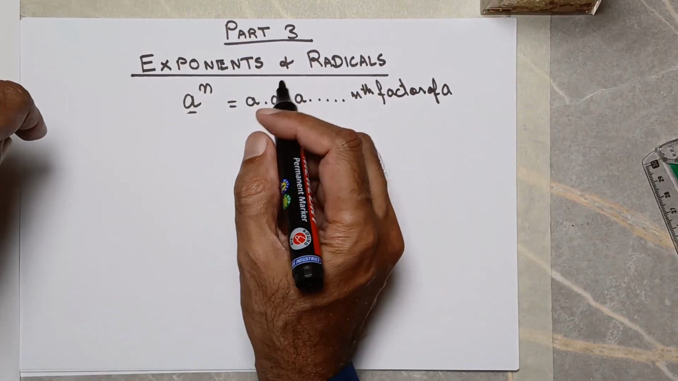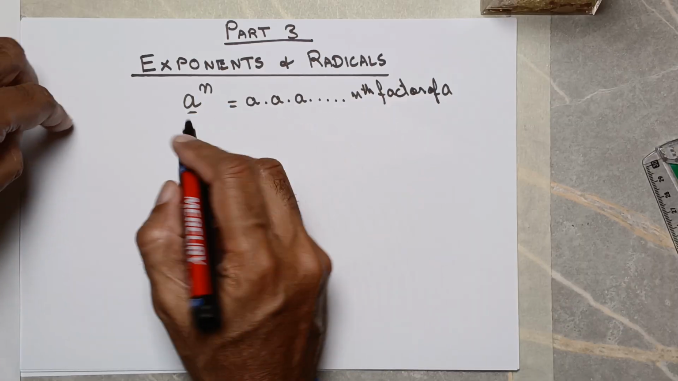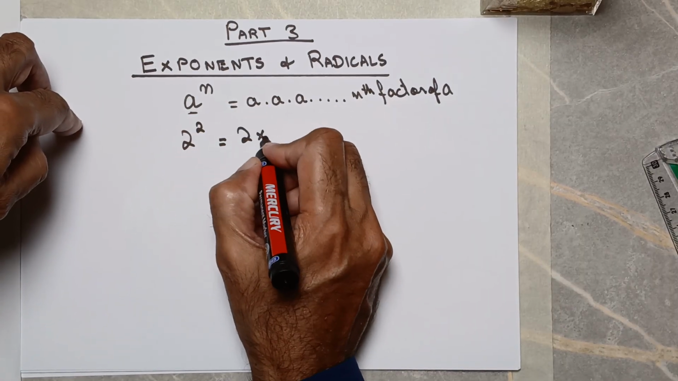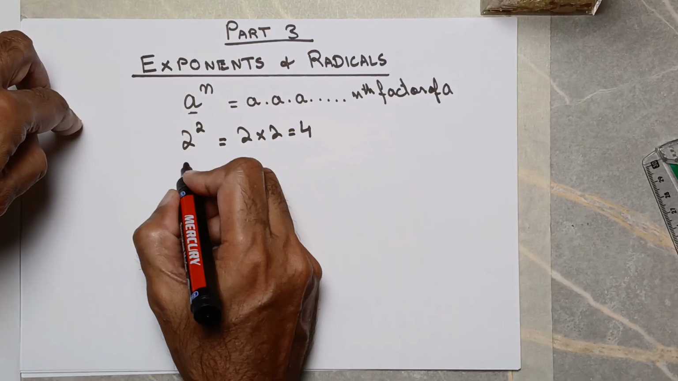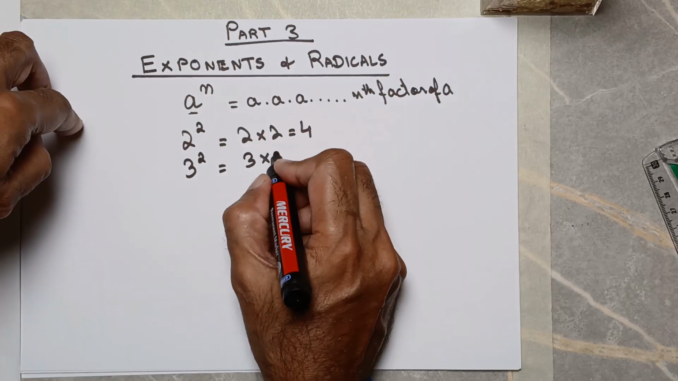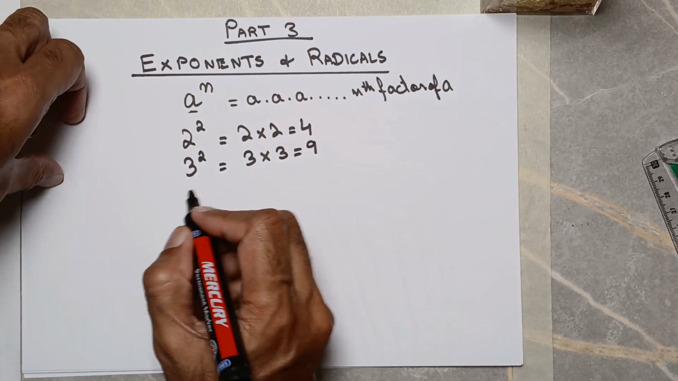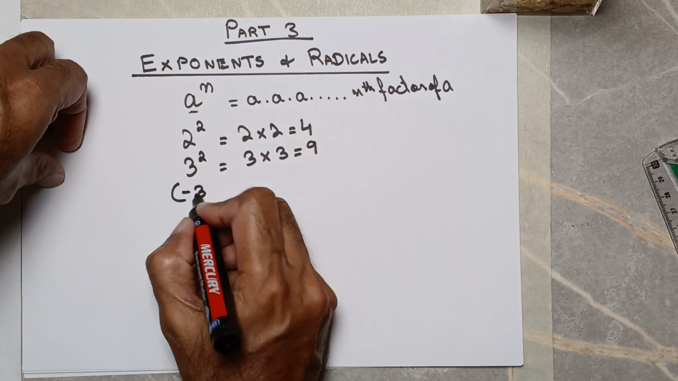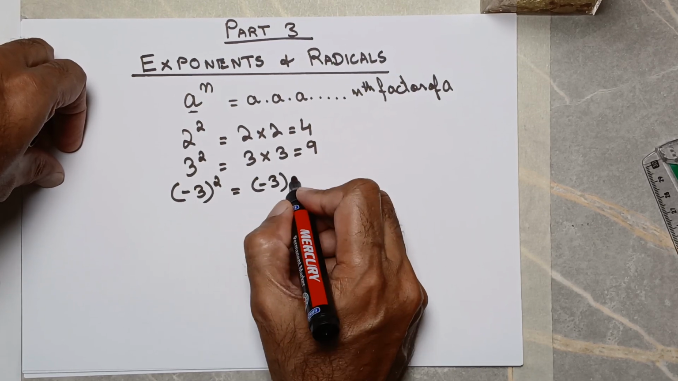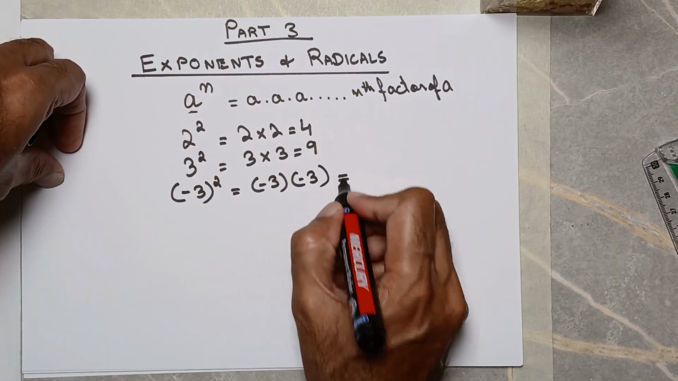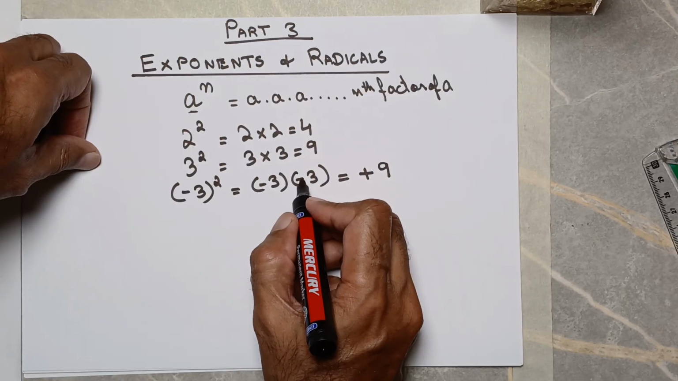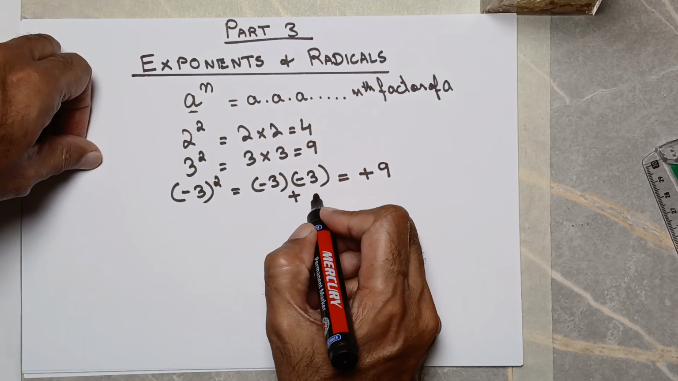We can understand it with the help of a simple example. Suppose that we have 2 raised to the power 2, which is equal to 2 multiplied by 2, which is 4. If we write 3 raised to the power 2, that means 3 multiplied by 3, which is 9. But if I write minus 3 within the bracket raised to the power 2, that means minus 3 is going to be multiplied twice. That will give you plus 9, because this minus multiplied by this minus results in a plus sign.